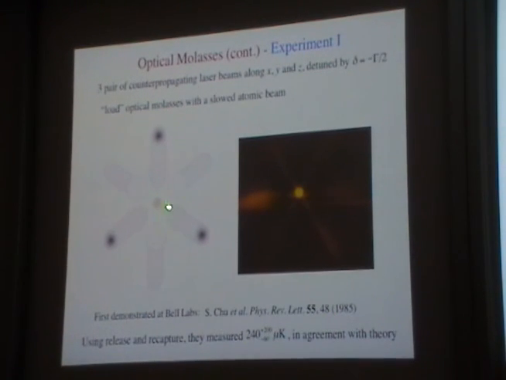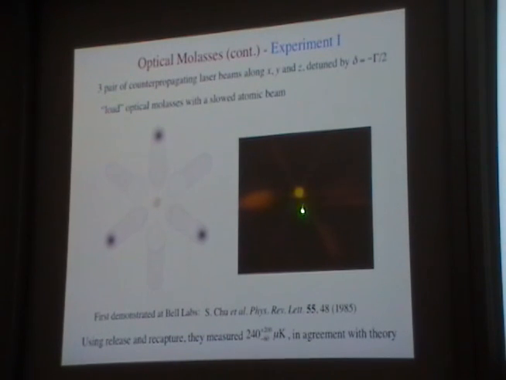And what they found is that they cooled atoms to a temperature on the order of the predicted Doppler temperature of 240 microkelvin. But they had fairly big error bars because of the way they measured temperature back then. They basically shut off the laser beams, and the cloud, which is at a non-zero temperature, starts expanding out. Then you turn on the laser beams again and look at the number of atoms in a certain region. Using this method, called release and recapture, they found the temperature of their atoms was about 240 microkelvin, which agreed well with theory.